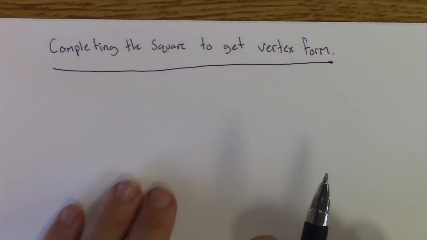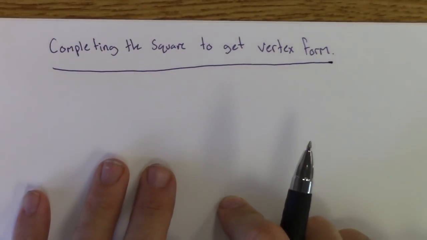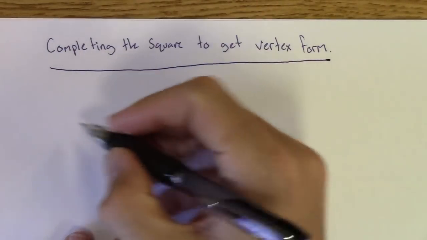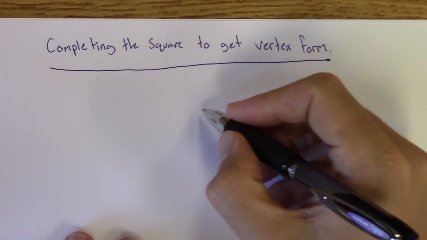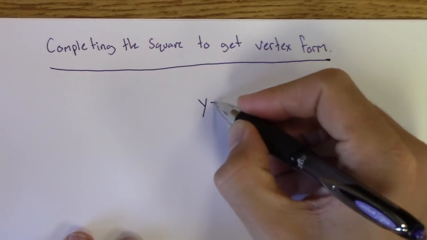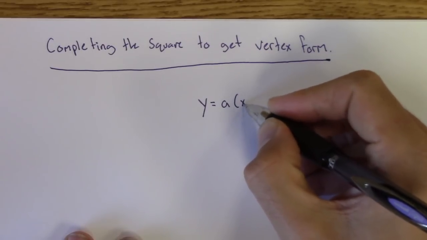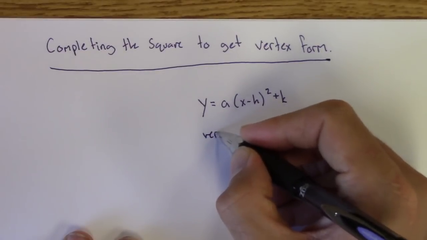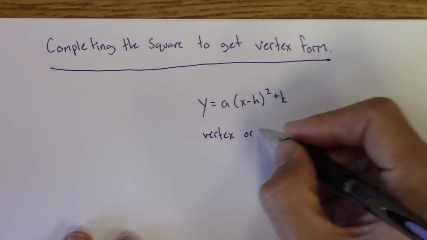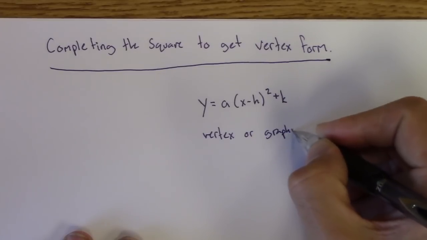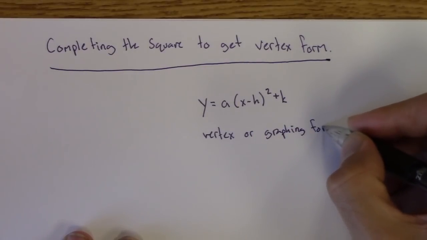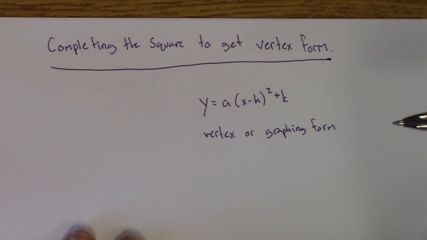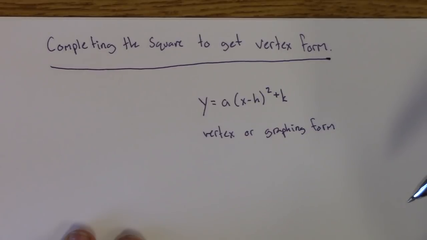So our goal today is we are going to be completing the square in order to get vertex form. So basically what we're trying to do is this. All of last week we looked at that if I gave you a quadratic that was written in this form, which is called vertex or graphing form, it was really helpful. And the reason was because we could identify our transformations, P, H, D, R, V, and from those transformations we could then graph our equation.